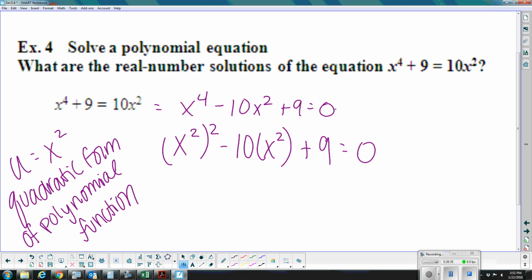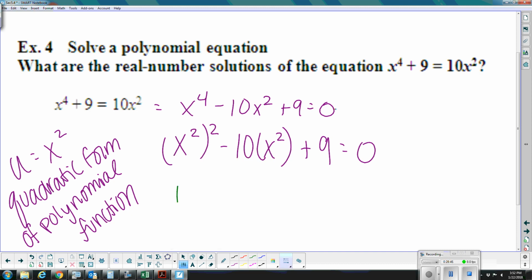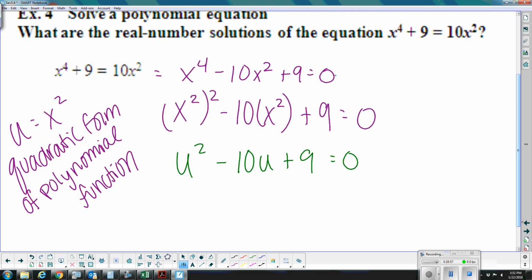Okay, so then if we start factoring, if you rewrite this, sometimes it's more simple to rewrite it without so many exponents. So that would be like u squared minus 10u plus 9 equals 0. That looks a little bit more simple to factor. So if you want to rewrite it in quadratic form using u instead of x squared as your u, that's perfectly fine to do that. Just don't forget to change it back when you're solving.